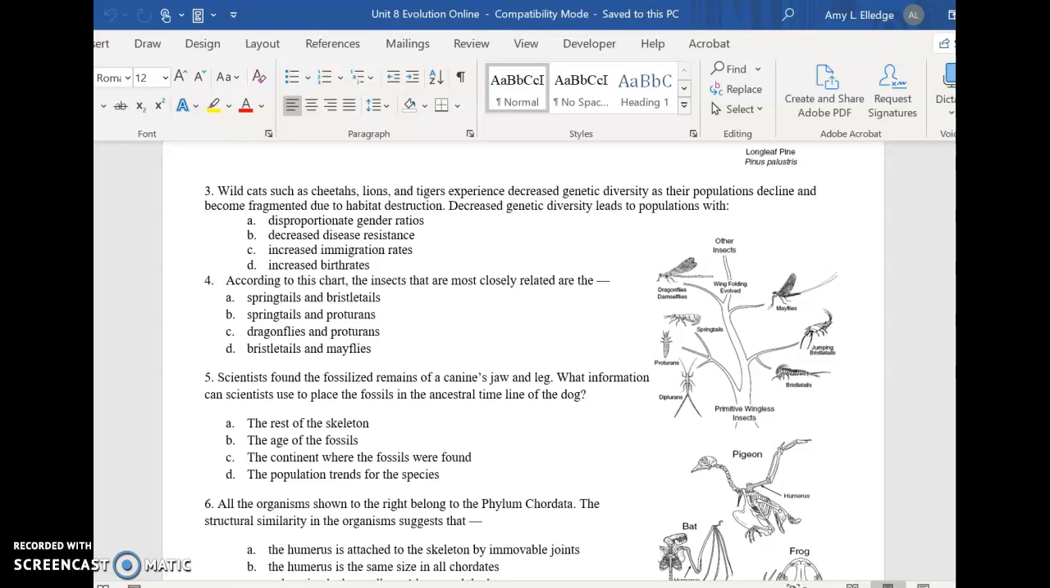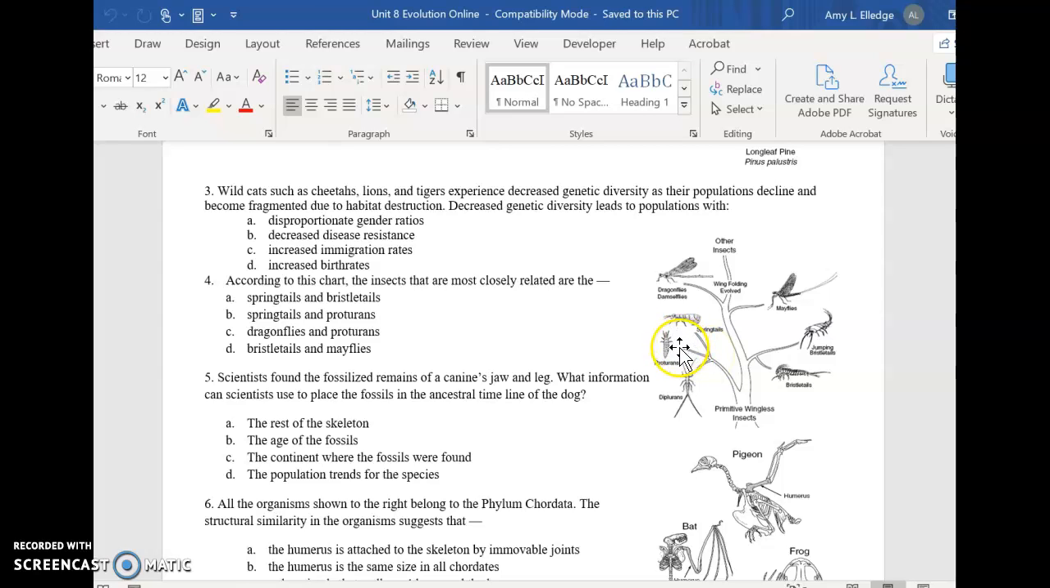Number 4, according to the chart, insects are most closely related to. So we got to find the insects. Which ones are most closely related? So we got springtails and bristletails. Here's springtails. Here's bristletails. So these guys, the order to be most closely related is all the way down here at the bottom. Springtails and proturans. Oh, look at, they come together right there. They're fairly close.